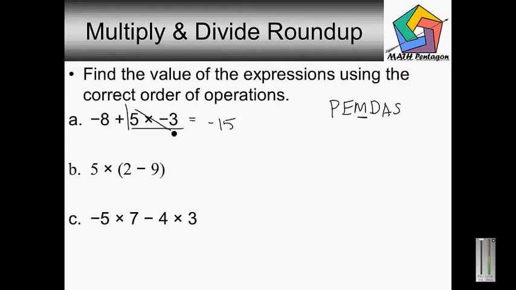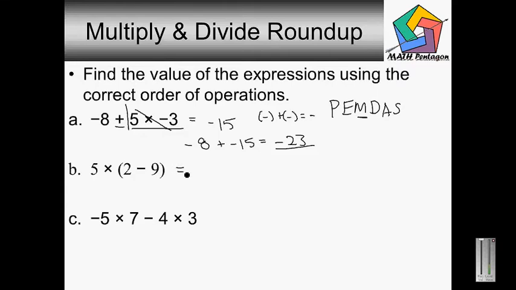So we cross this out. This is done with. Now we have left over -8 plus -15. So you know the rule is a negative plus a negative is going to give us a negative. So our answer is going to be negative. So then we just do 8 plus 15, which is 23. And our final answer is -23.